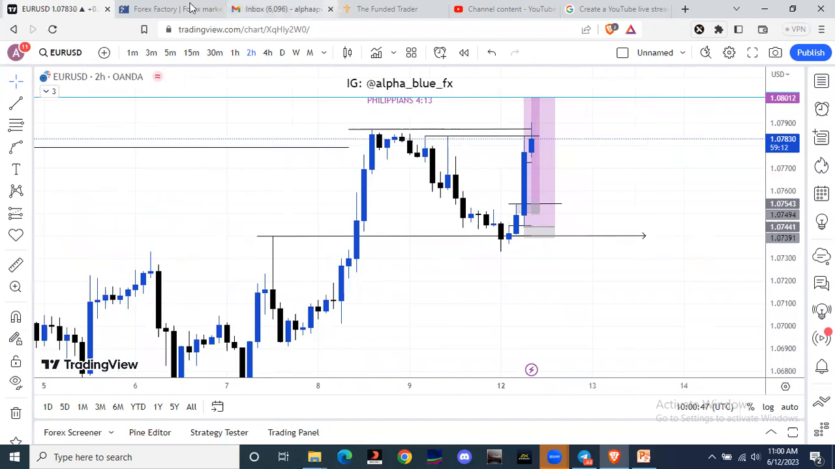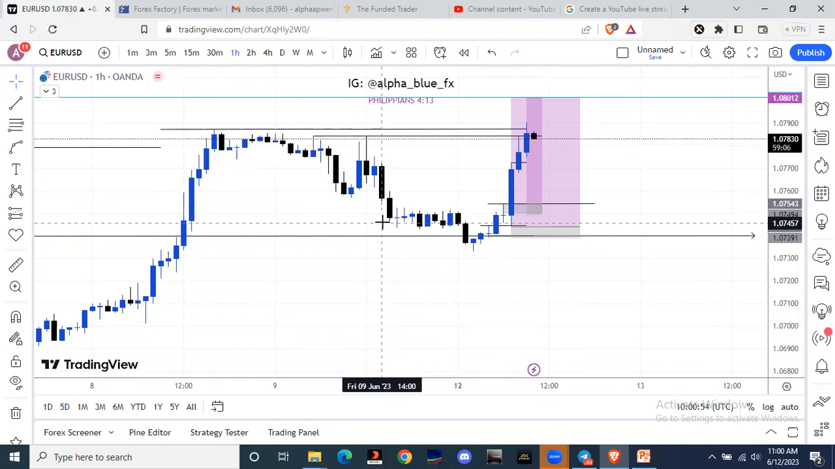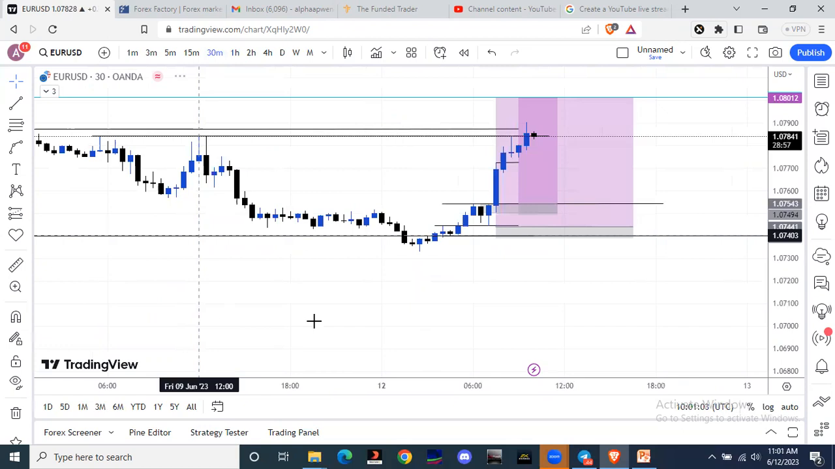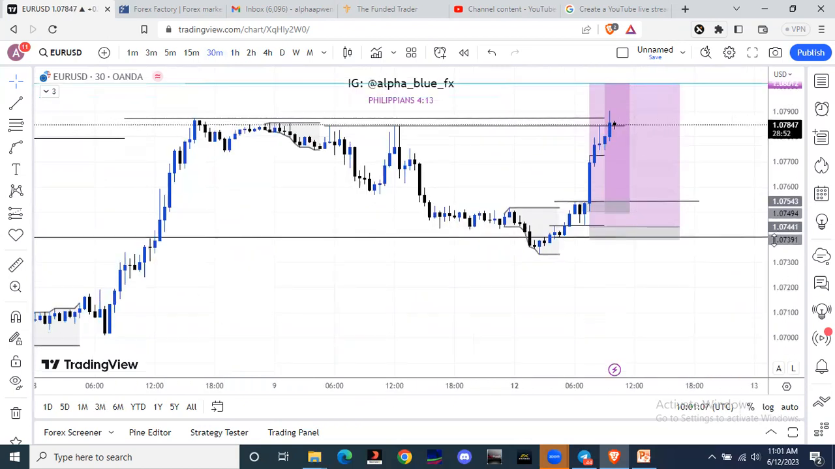So when I woke up this morning, I came to the chart, I was anticipating to buy, but I didn't want to just buy anyhow. I was looking for confluence. I was looking for more reasons to make me enter the market for a buy, but I wasn't able to get that buy entry.